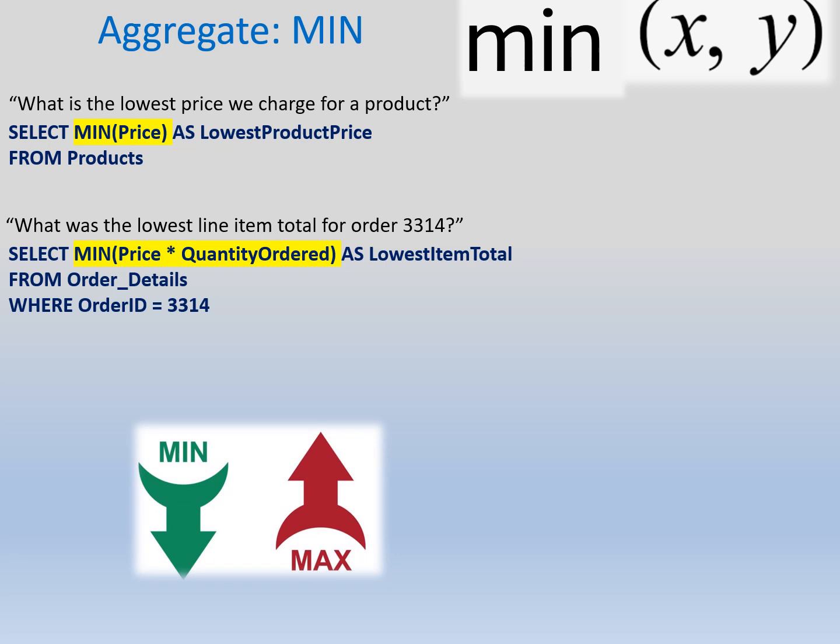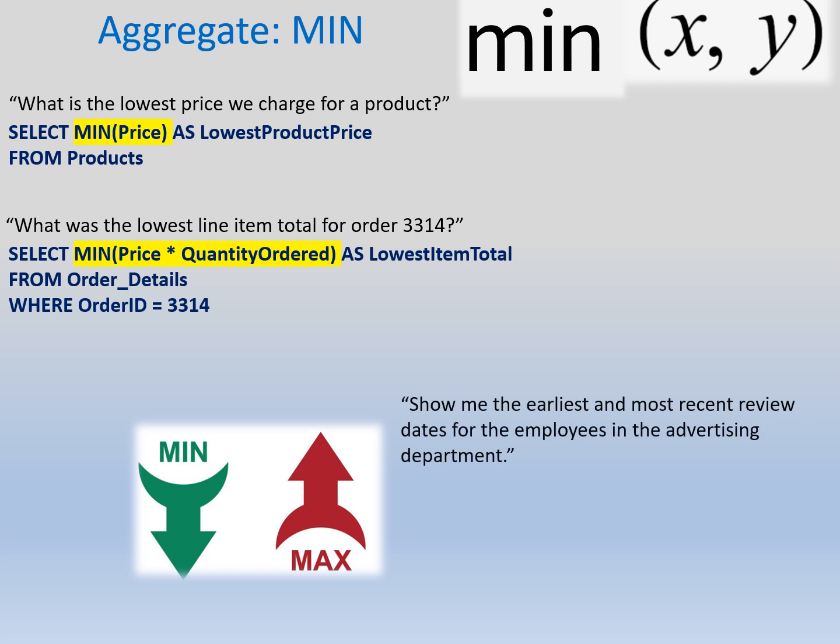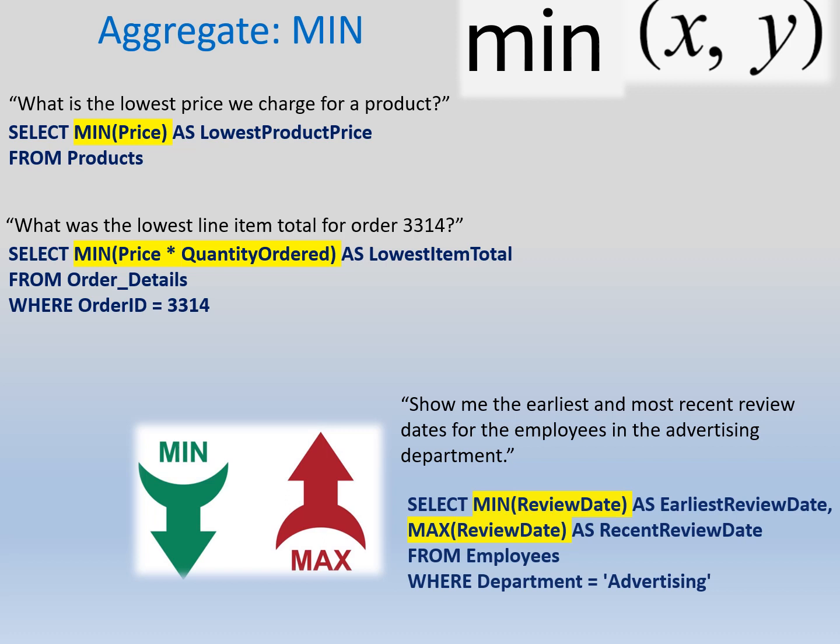Can we use the min and the max aggregates in the same select statement? Yes, we can. The query is, show me the earliest and most recent review dates for the employees in the advertising department. Our select statement consists of the min aggregate on review date and the max aggregate on review date. We have a condition in the where clause, department equals advertising.